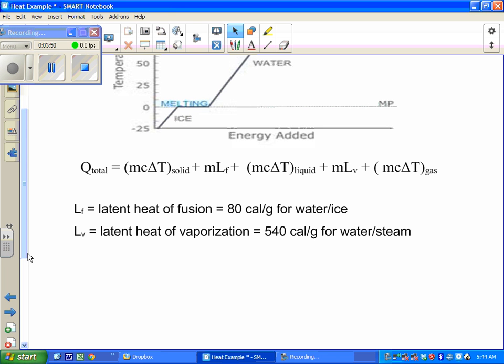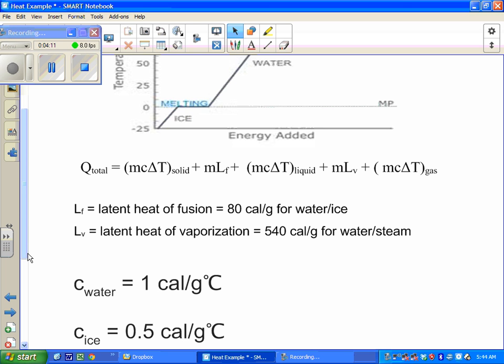Here we have latent heat of fusion, LF. For water to ice, it's going to be 80 calories per gram. That's just a constant for water. And we also have LV, latent heat of vaporization. That's the upper part, and that is 540. So those are just constants that we can plug in when we're dealing with water.